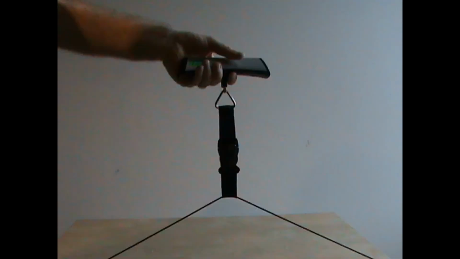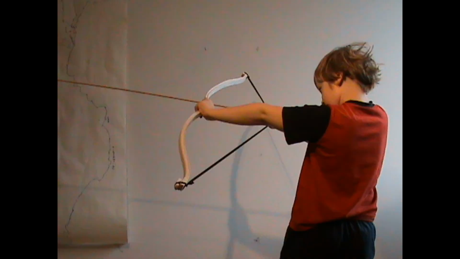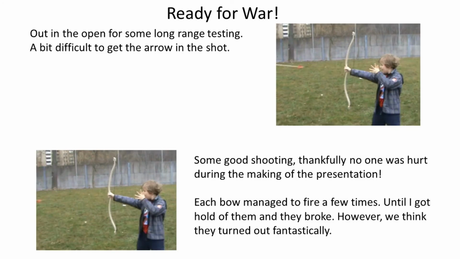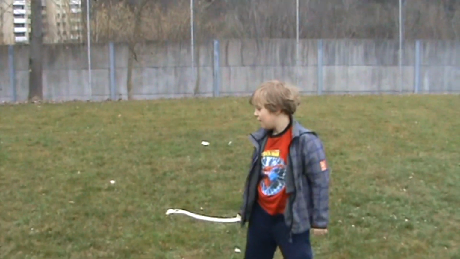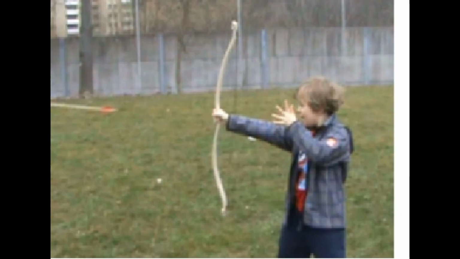Testing. We managed to test the pull of the bows versus that of a fiberglass bow that we have. Our would-be Egyptian hunter modelling a new fashion in bows. Out in the open for some long-range testing. It was a bit difficult to get the arrows in shot, but we had some good fun shooting them around, and we think that they turned out fantastically.